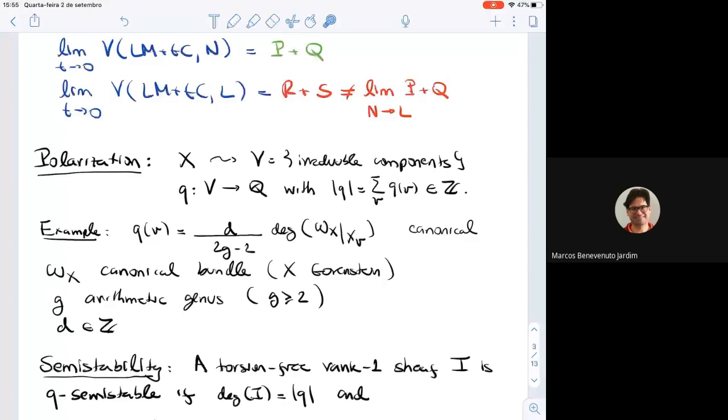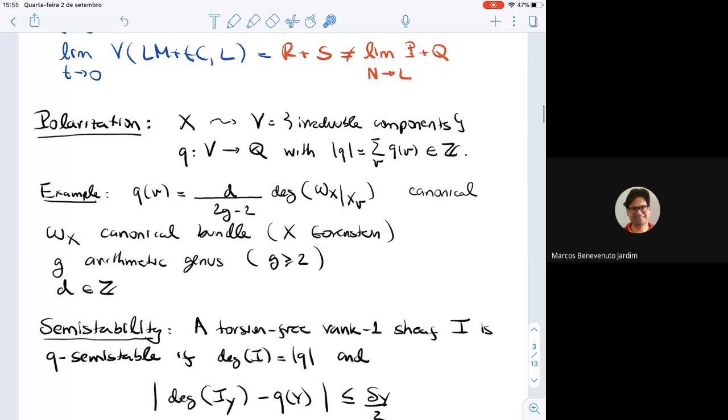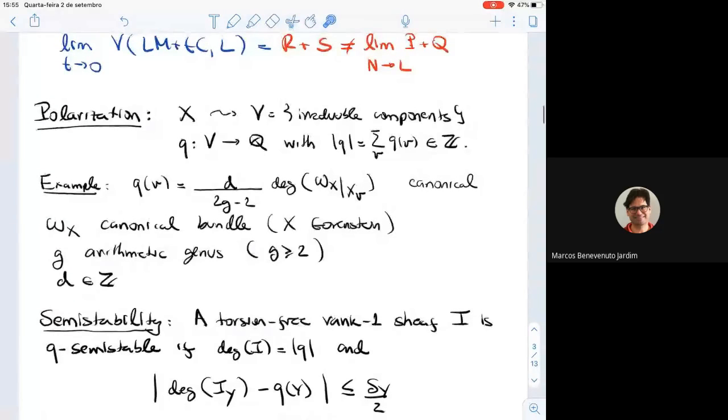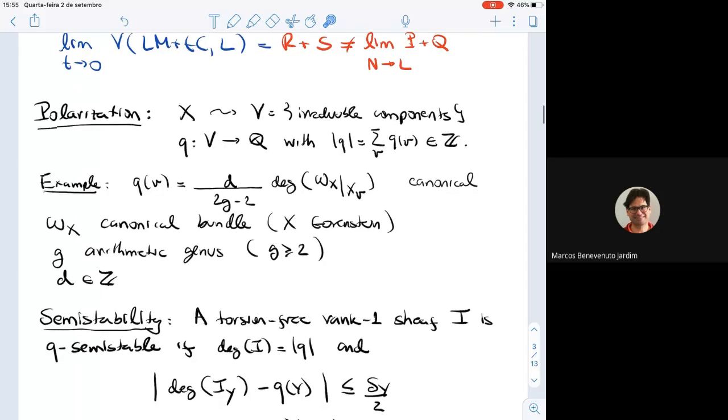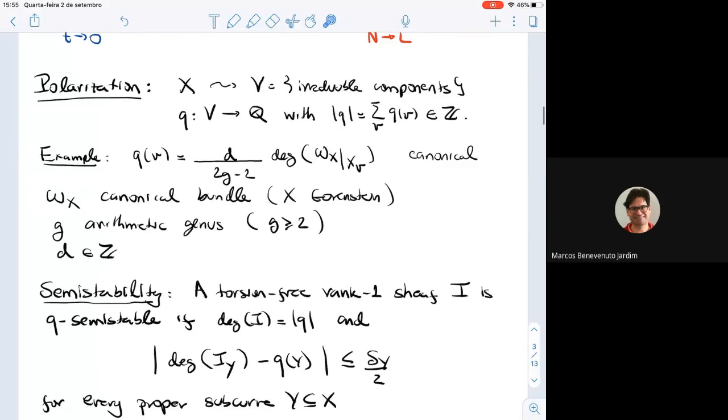So basically, if you attended talks on moduli problems, this is a word that appears everywhere, stability. And it's how moduli spaces are constructed in general. So I define a torsion-free rank 1 sheaf I to be q semi-stable if its degree is the same as the degree of the polarization as a whole, but the partial degrees are not equal to those defined by the polarization, but they are close. So we have this inequality here that Caporaso calls the basic inequality. This is an inequality that should hold for every proper subcurve.